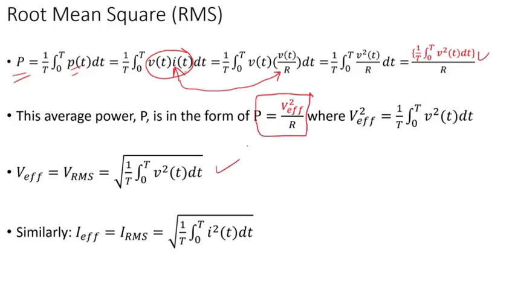So basically the effective value, which is also the root mean square, RMS, is the square root of 1 over T times the integration from 0 to T of the square of the voltage, integrated with respect to time. Similarly, you can do the same thing for current.